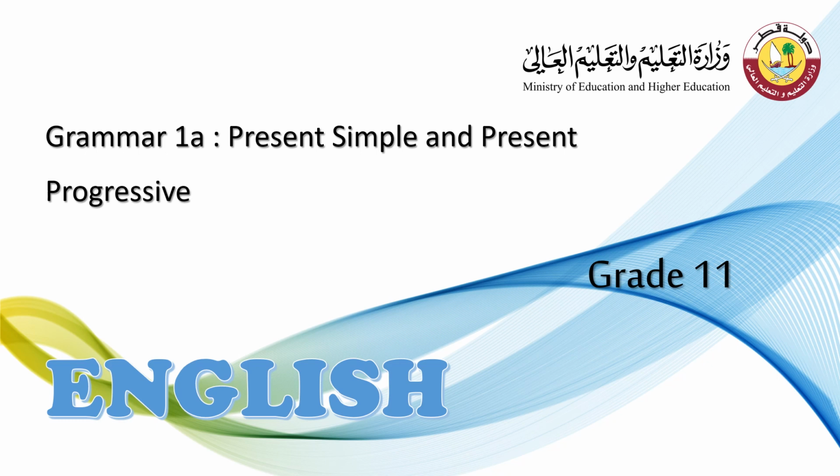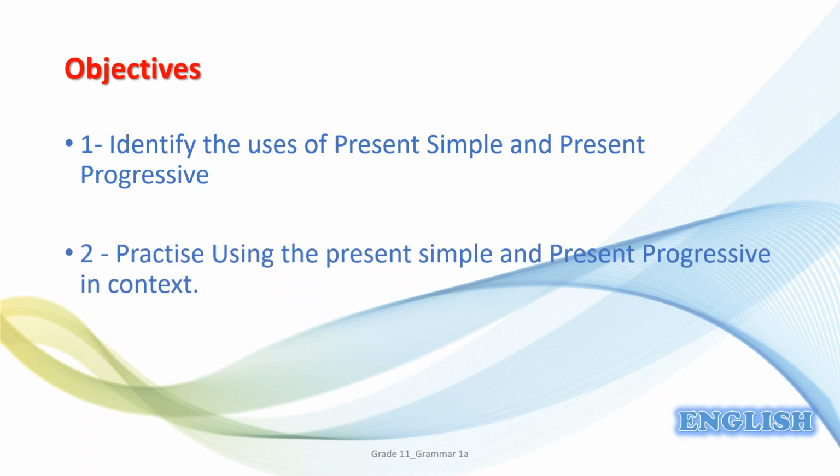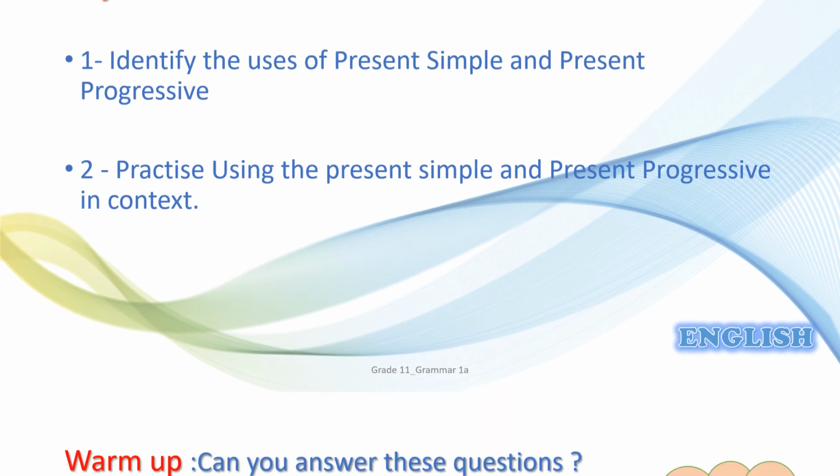Today our lesson is mainly grammar. As you can see, we will study two tenses, the present simple and the present progressive. So in our lesson today, we will cover two main objectives. First, we will identify the uses of present simple and present progressive. Second, we will practice using the present simple and progressive in context.